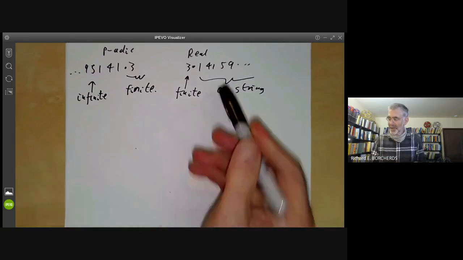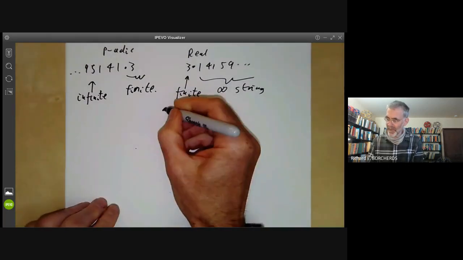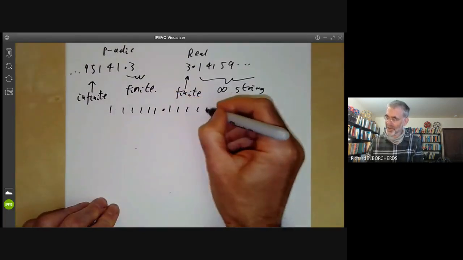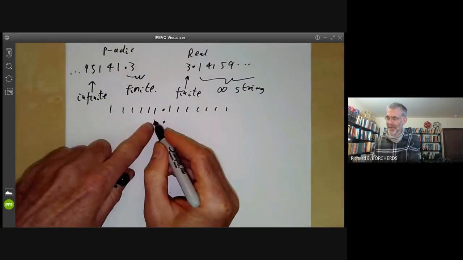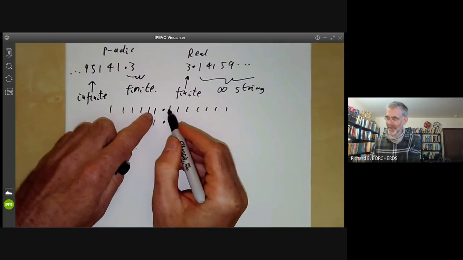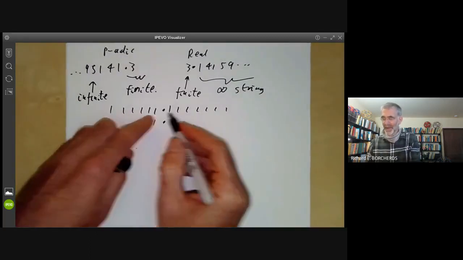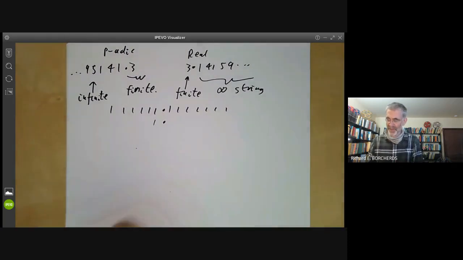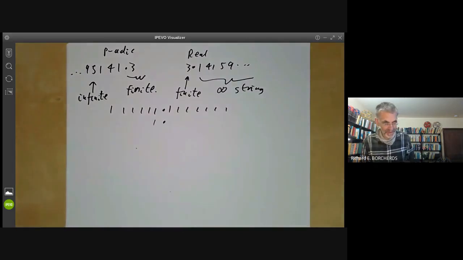And you can ask, what happens if you allow the string on both sides to be infinite? Well, if you try doing that, it turns out that it just doesn't make very much sense. For example, if I take a number 1111111 and allow an infinite string of ones on the other side, what happens if I try squaring this? Well, how am I going to work out this digit here? I have to work it out as this number times this number plus that times that plus that times that plus that times that. And I just have to add up an infinite number of ordinary integers, which doesn't make sense. So multiplication just isn't defined if you allow it to be infinite on both sides.